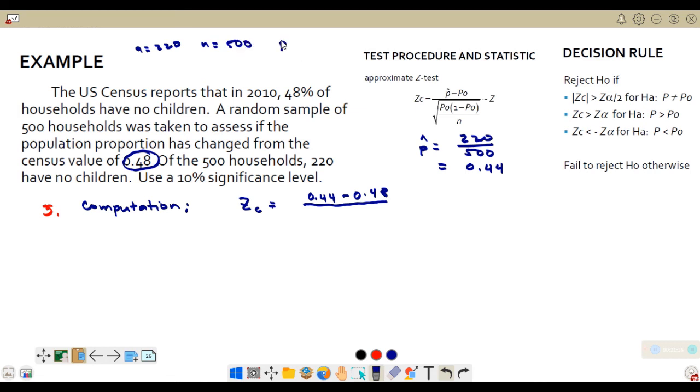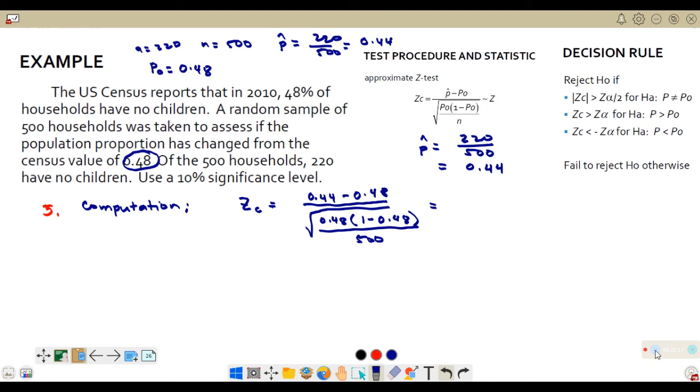Dito ko kinukuha yung mga value natin. 220 over 500, which is 0.44. And then, yung assumed proportion natin ay yung given sa problem, which is 0.48. Okay? Sana maliwanag. If you have any questions, send me a message. So, we have assumed proportion, 0.48 times 1 minus 0.48 divided by 500. And then, ito yung magiging sagot natin for z computed.